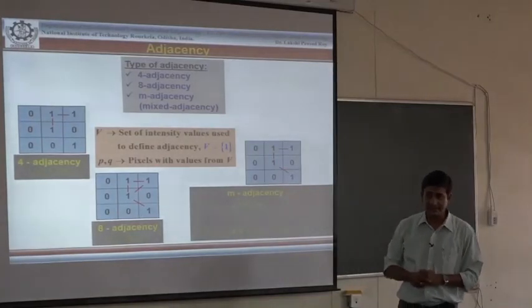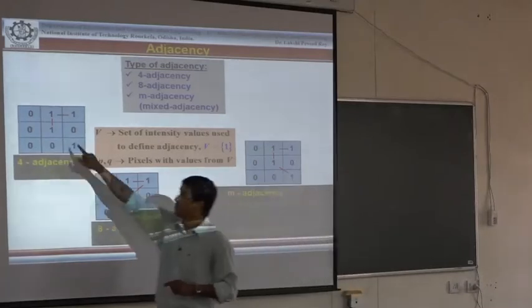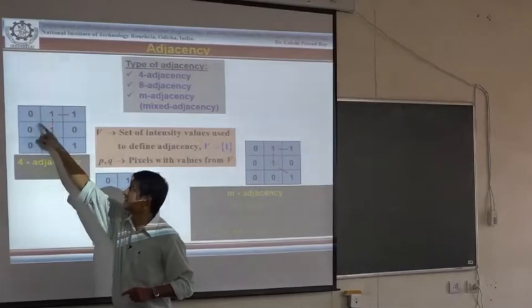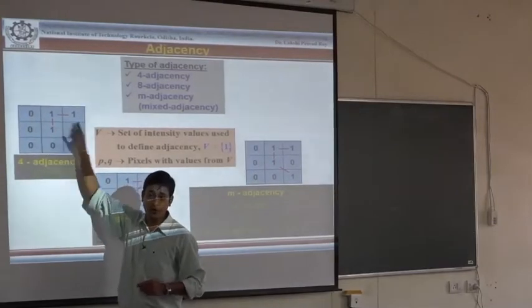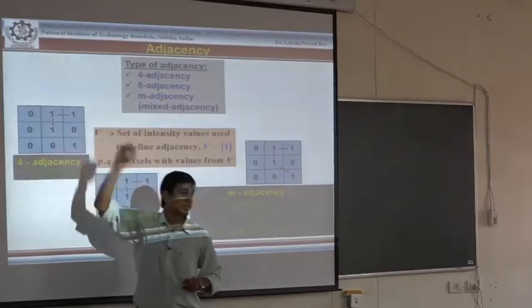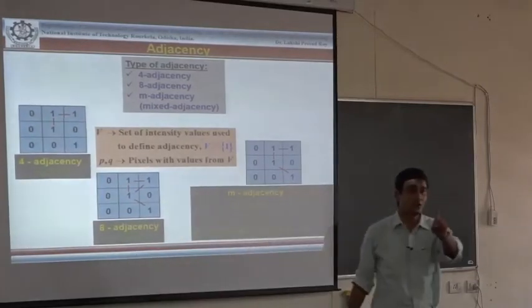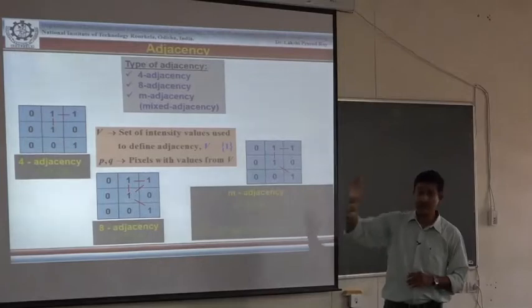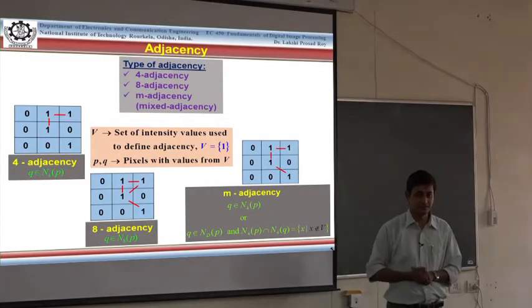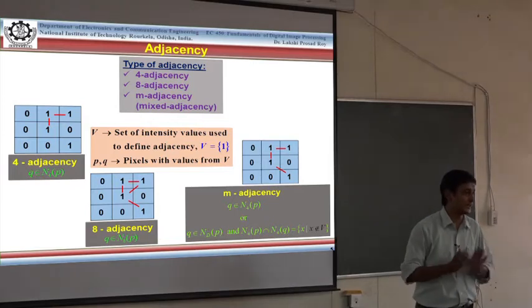So, in that case, I am considering this particular pixel and I am searching for the 4 neighbors, which are either this and this. These are the 4 points who are the 4 neighbors. Out of them, I have found only this one having the intensity value 1, others are not. So, one red line is put there. That means they have some adjacency, meaning these two are related.